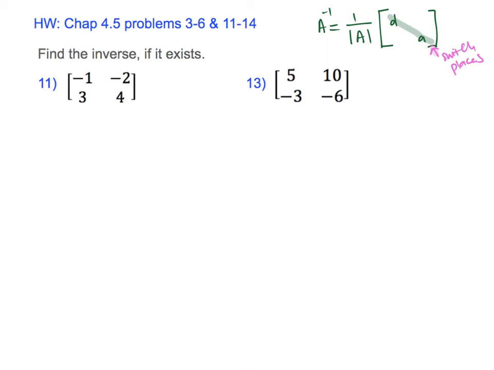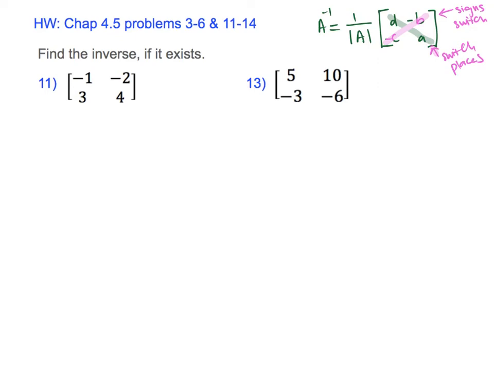And then the other diagonal, C and B is what I think I called them. They just switch signs. So they switch signs. Let's write that in. All right, so there's our formula. Let's go ahead and find the inverse.